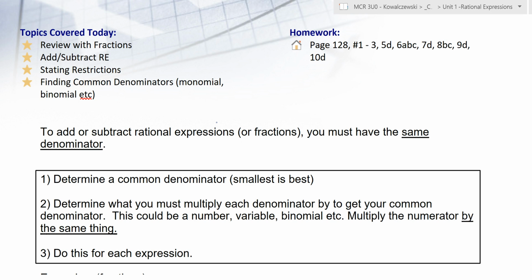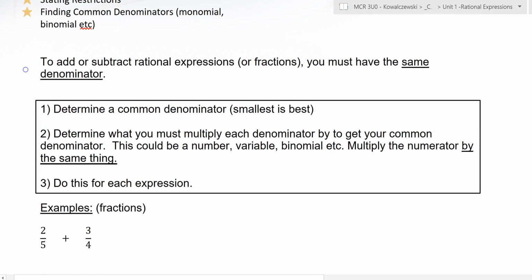Now the smallest one is best because that's going to save us some trouble with simplifying our final answer, but it's not absolutely necessary. Just remember that whatever you need to multiply each denominator by to get your common denominator, the numerator must also be multiplied by the exact same thing. And you have to do that for each expression until everything has the common denominator. Then you can add or subtract.